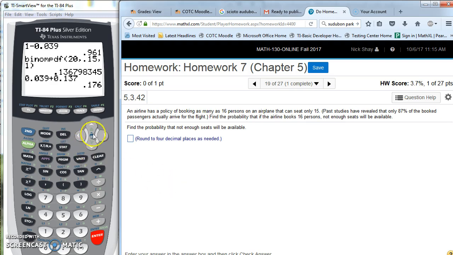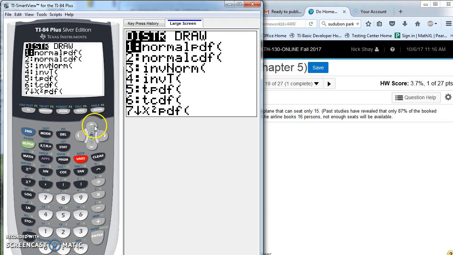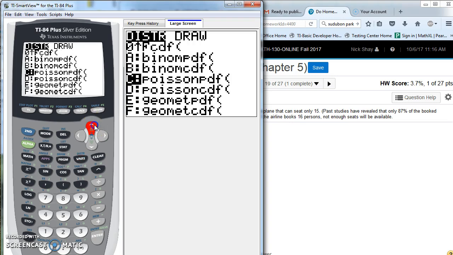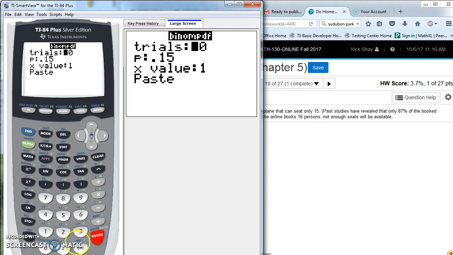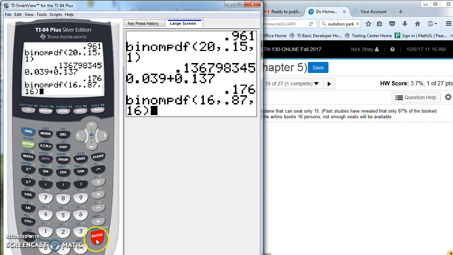So we're going to do a binomial PDF here where we have 16 people. The probability that they show up is 0.87, and we want all 16 to show up. So it's going to be 16, 0.87, and then 16. So we're going to do this binomial PDF. You can arrow up, and sometimes that's a little faster than arrowing all the way down. How many trials do we have? We have 16 people, right? There's an 87% chance they show up, and we want to find the probability that all 16 of them show up. So what are the chances that this happens?